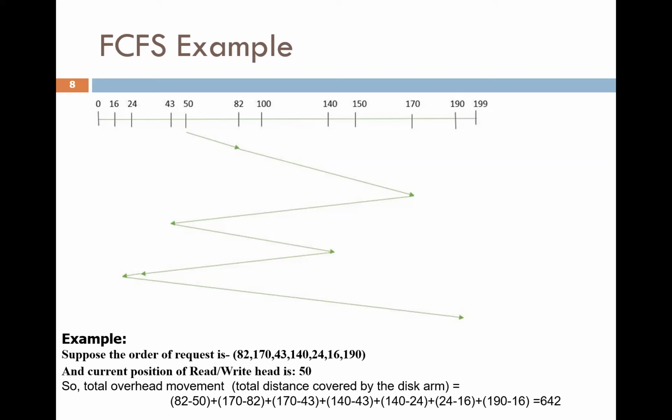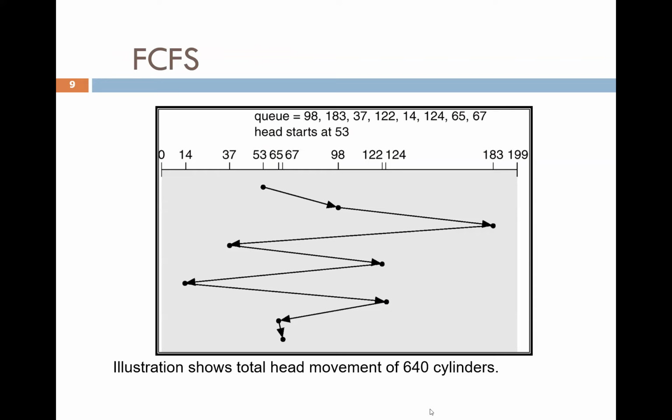Okay, we'll see one more example, the second example. The queue of requests is given here. The starting head position is given, it is at 53, and the head is moving. The illustration is also given in the slide. It is moving from 53 to 98, then 98 to 183, 183 to 37, then 37 to 122, 122 to 14, then to 124, then 65, and then to 67. This illustration shows the total head movement of 640 cylinders.